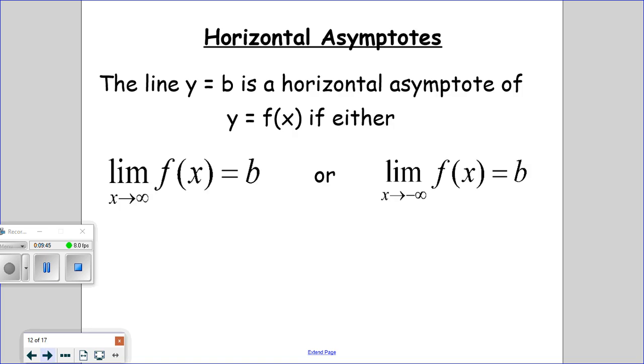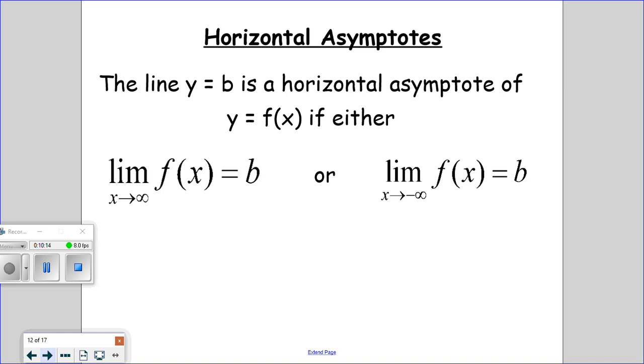All right. Related to each other is this concept of horizontal asymptotes. If we have a horizontal asymptote, the line y equals b, b being some number, is a horizontal asymptote of our function if the limit on the right or the limit on the left is a number.